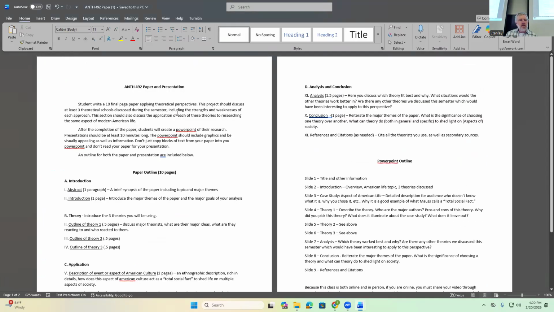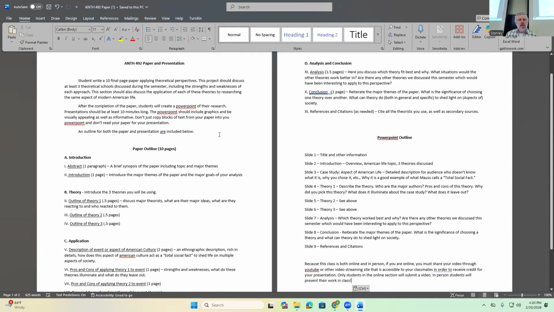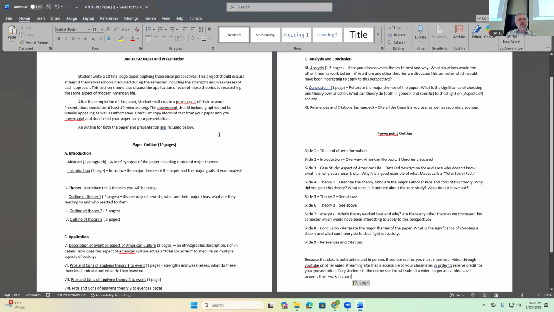So in this class, you're going to write a 10-page final paper applying the theoretical perspectives we've talked about this semester. This project should discuss at least 3 theoretical schools discussed this semester, including the strengths and weaknesses of each approach. The section should also discuss the application of each of these theories to researching the same aspect of modern American life. So if you're picking 3 different theories for this project, make sure you're using them all to talk about the same aspect of American life. Don't use them to talk about different things.